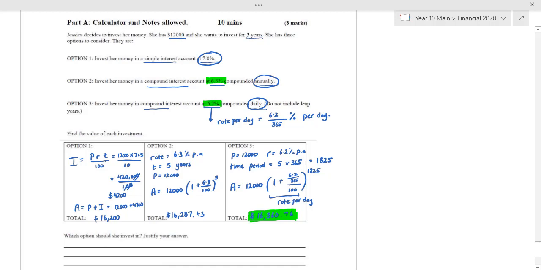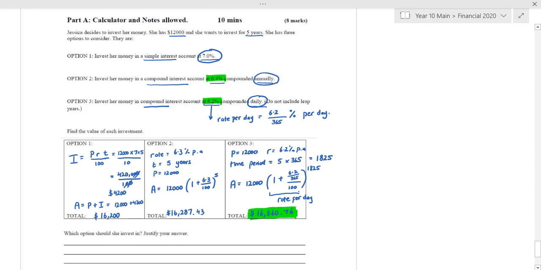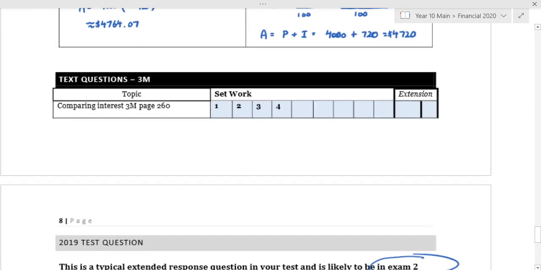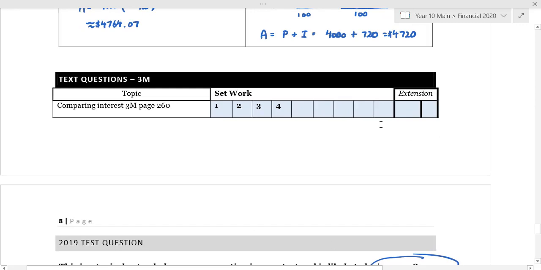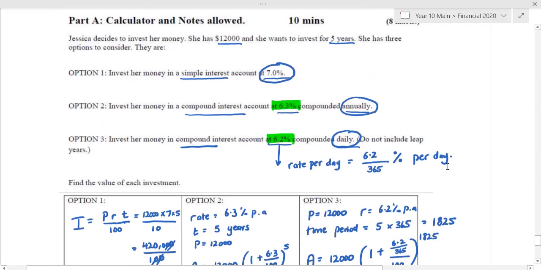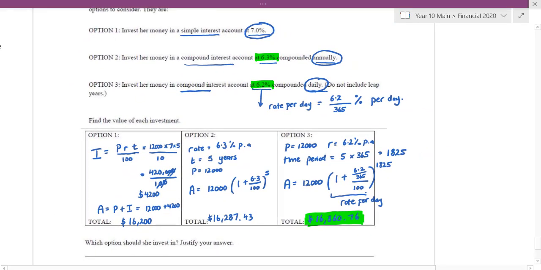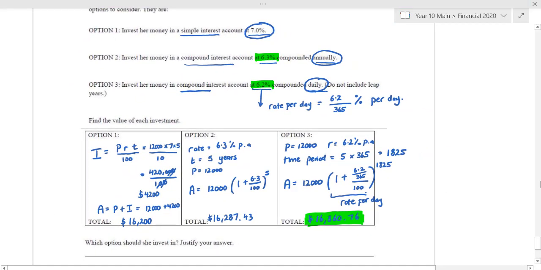All right, that's about it for me. You'll probably need to practice some of these questions from your coursework, comparing interest, but make sure that you have this jotted down, because this is a really common sort of question that you'll get in your tests and exams.